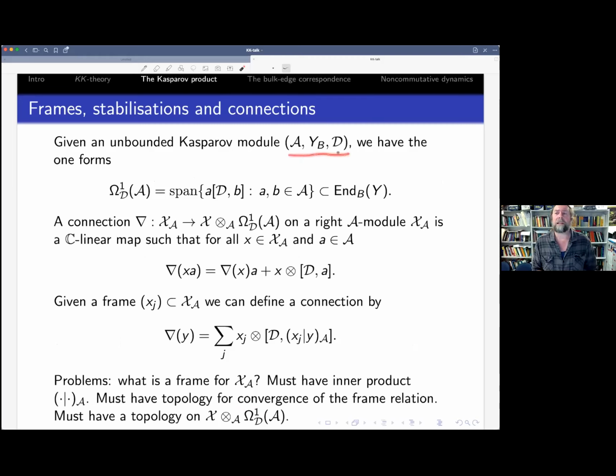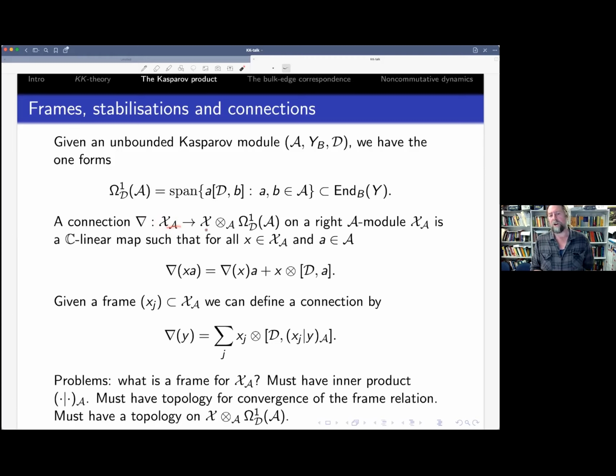If I have a Kasparov module, I can define the one forms associated to it. So we're thinking of these like differential one forms. And these are a set of operators on the module Y. Then once you have a bimodule of one forms, you can go ahead and define a connection. Now, I'm going for a curly X, so this is meant to be nicer than a C-star module, but we don't know what it is yet.